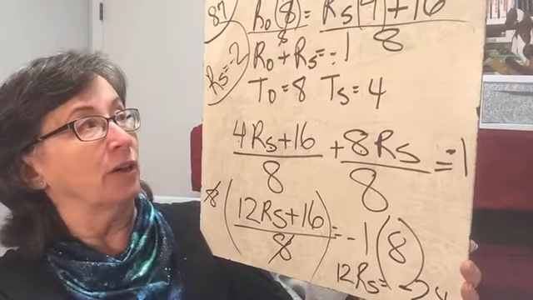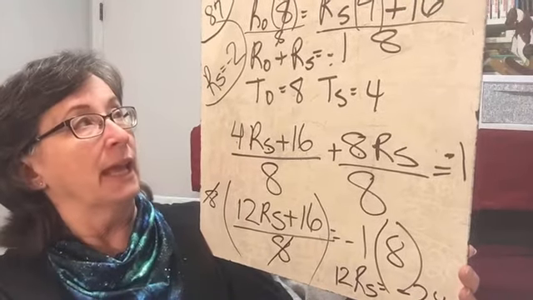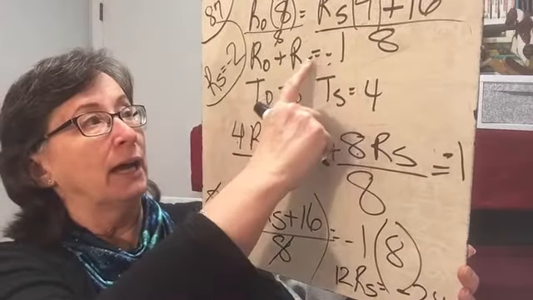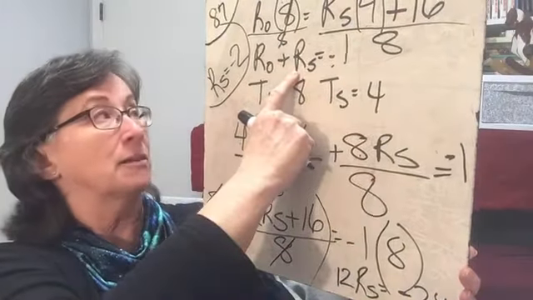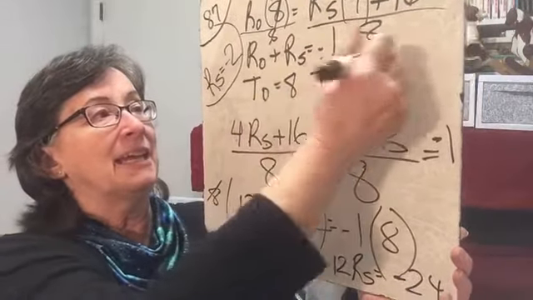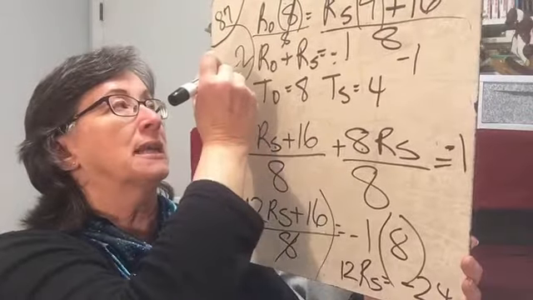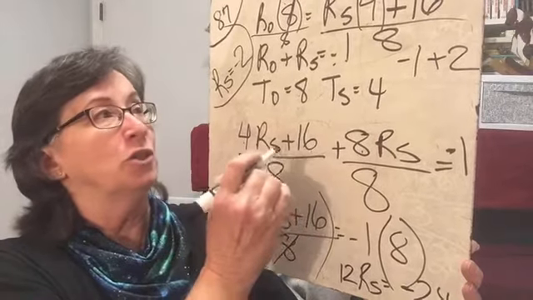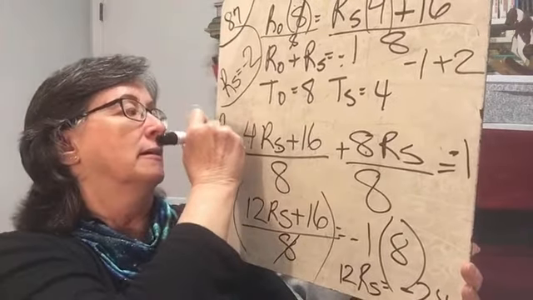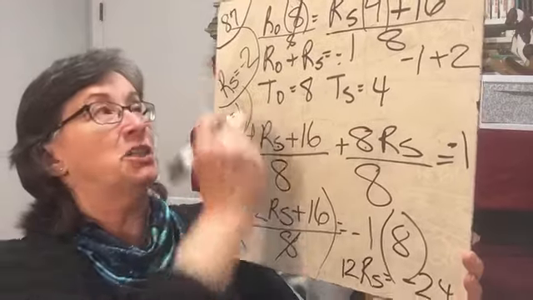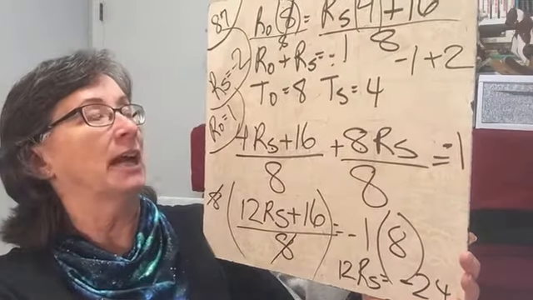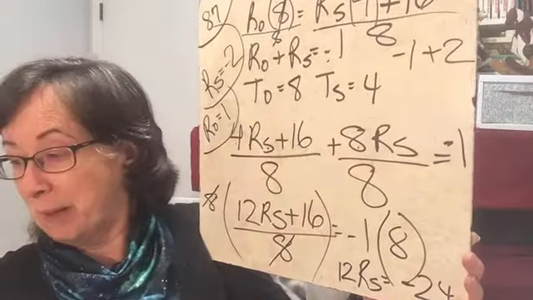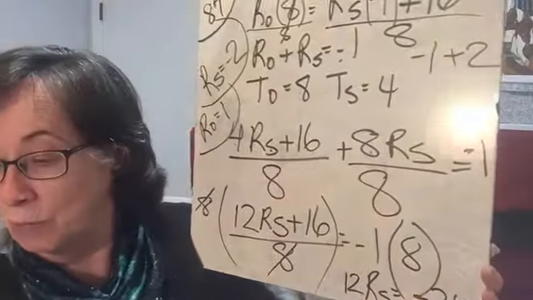So now we're going to go find r sub o. And r sub o is going to be negative 1 minus r sub s. So what is negative 1 minus a negative 2? Isn't that plus a 2? So r sub o should be 1. Now, let's check. We're going to go back to the original equations. Remember, back at the beginning, I've mutated them, so I got to go back and look at it.